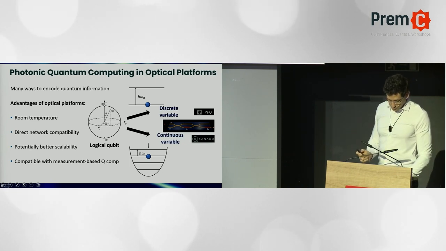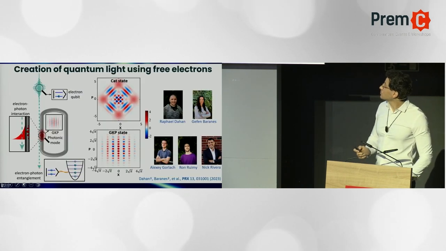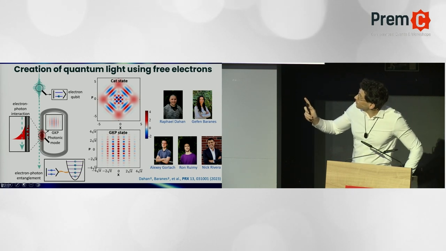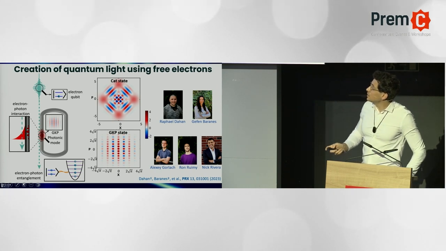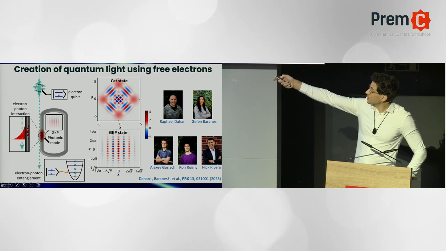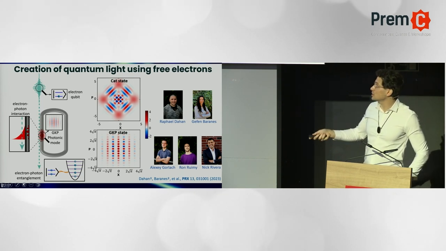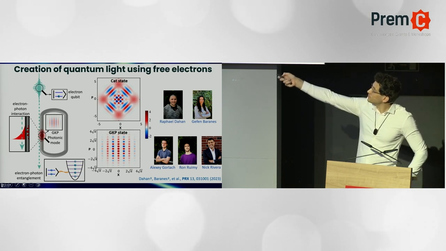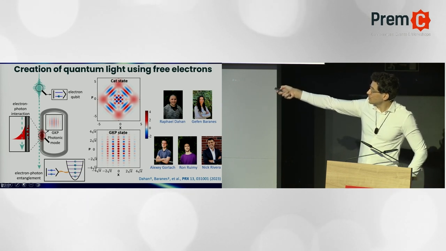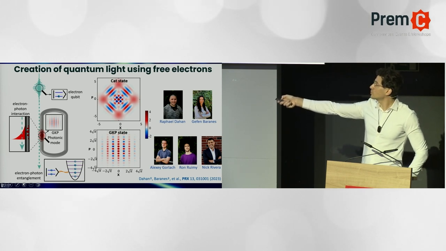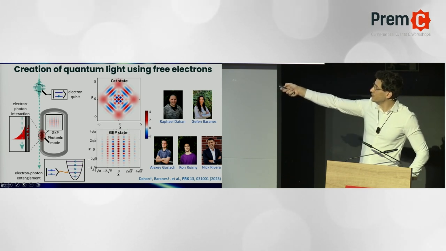So what we have as a proposal that we had out in PRX this year is this idea that we can use the electron as we think about it as the electron qubit. We encode quantum information on the initial electron. We shape its wave packet. We then let it interact with the photonic structure. And that interaction is creating light that is now entangled with the electron. Then later on, by post-selecting on the electron, you can create quantum states of light.